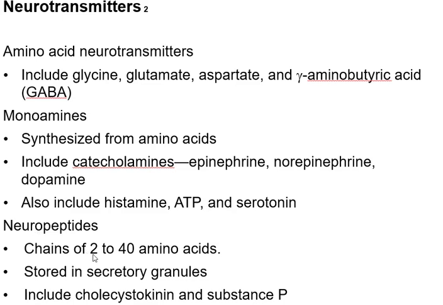So you can put 2 of them together, which we talked about in the case of NutraSweet, and you can make a neuropeptide that works as a neurotransmitter. But you can go up to 40 amino acids. So we have all different lengths of neuropeptides. And they named just a couple of the neuropeptides. Cholecystokinin and substance P are 2 of them.